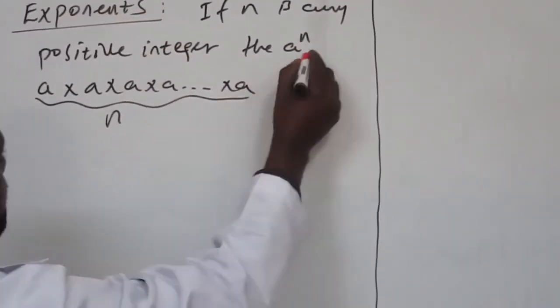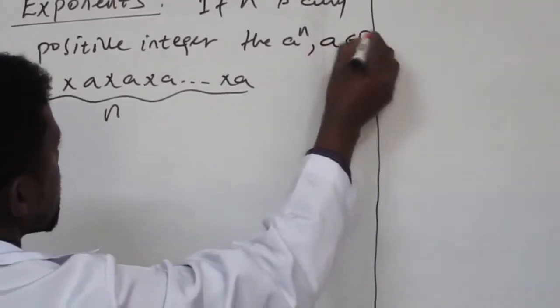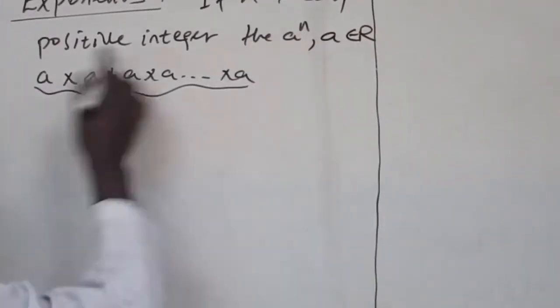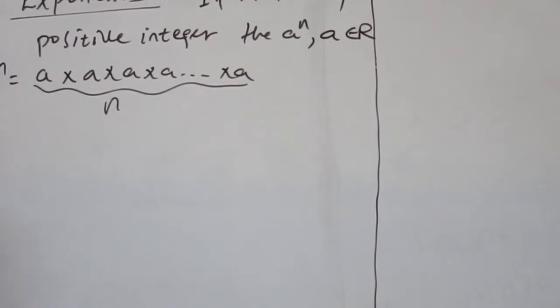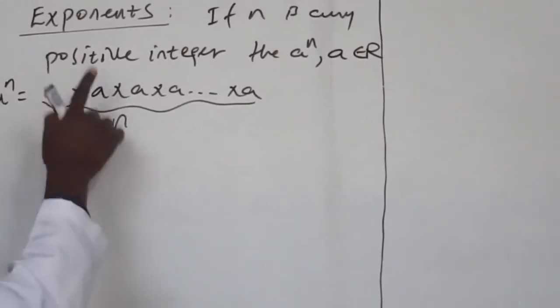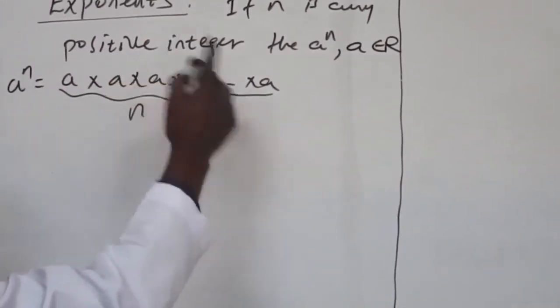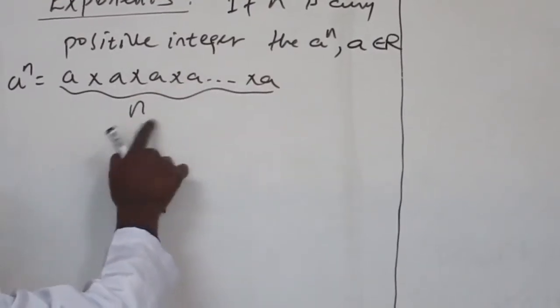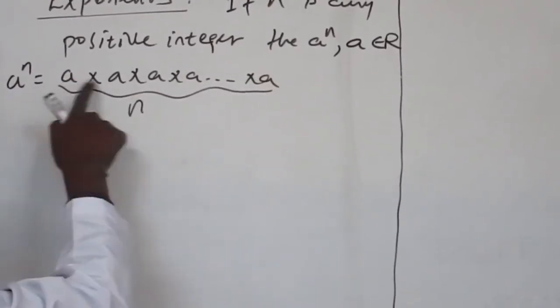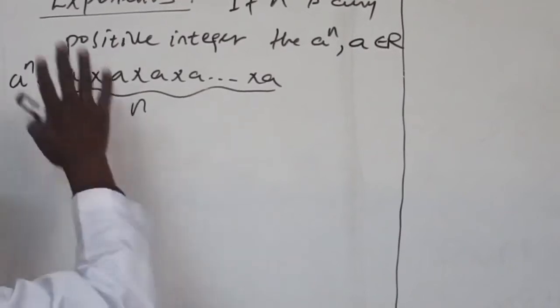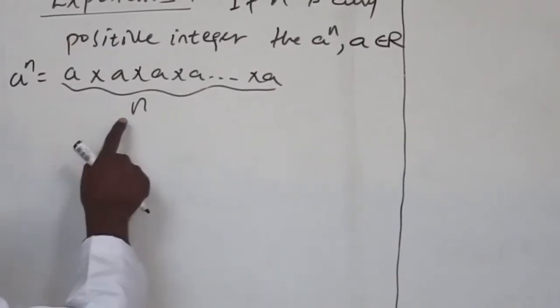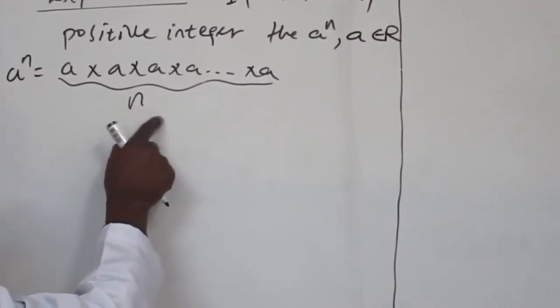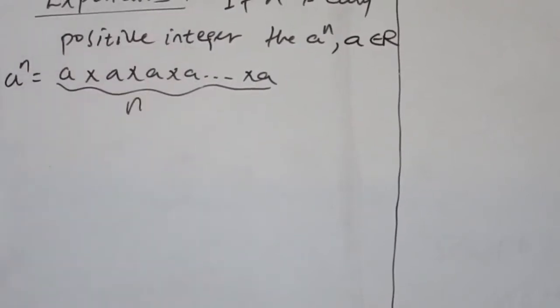Where a is any real number, we can say that a to the power of n can be written as a times a, continuing n times. These numbers are identical factors, and we multiply them n times. That is how we can define exponents.